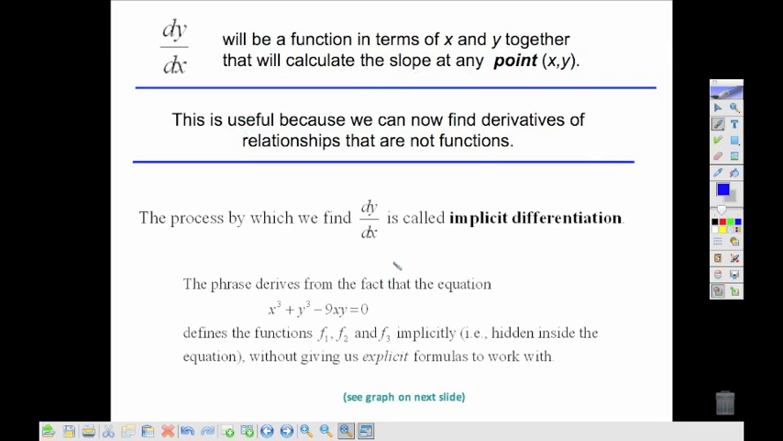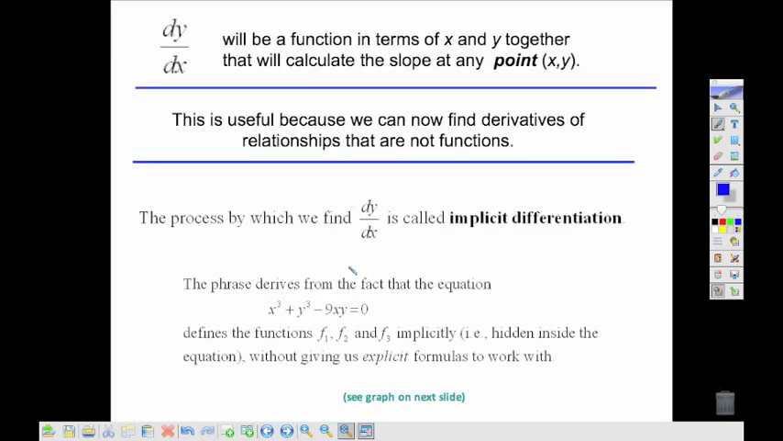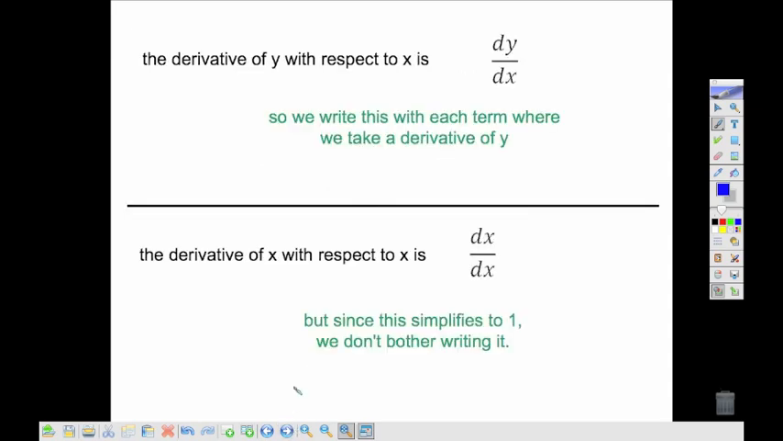This is useful now because we can find relationships of things that are not functions. For example, this right here is not a function, but it could be broken down into smaller parts, where we think about it as the blue part, the black part, the red part, and think about the derivative individually. But we're going to be able to find that derivative all at once using this process of implicit differentiation. If our derivative still has x and y in it, we can find the derivative at a particular point by plugging the point in.